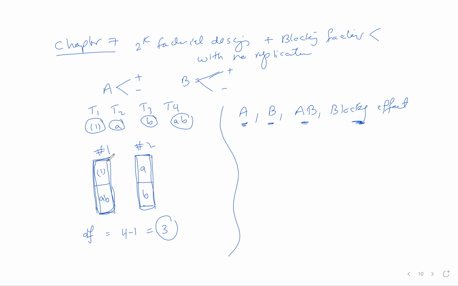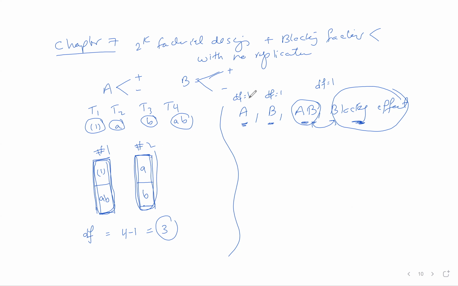Actually, this arrangement will make AB confounded with the blocking effect. What do you mean by confounded? It means the estimation will be the same. It means these 2 will be used to estimate these 2. I will use only 1 degree of freedom for this one, and this one, 1 degree of freedom, and this one, 1 degree of freedom. So now I solve the problem of the estimation.